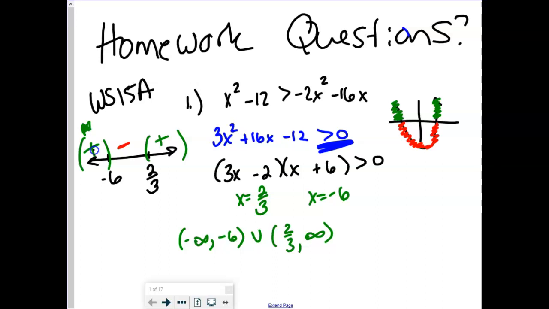How about yesterday's homework with the rationals? Getting common denominators, x-intercepts, and vertical asymptote stuff. So that was worksheet 15, numbers 6 through 10. Anything give you trouble? Let's do 1 through 10. 6. 6 is a great one to do. So number 6 is a rational inequality.